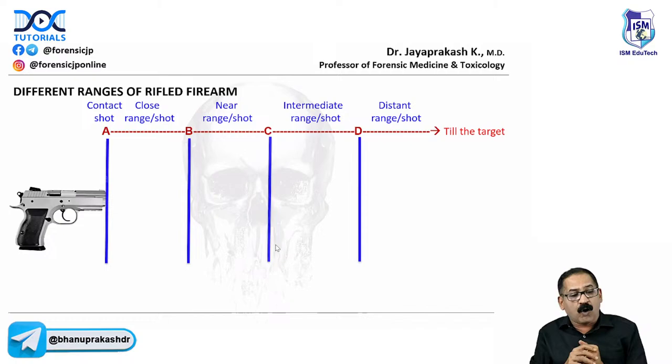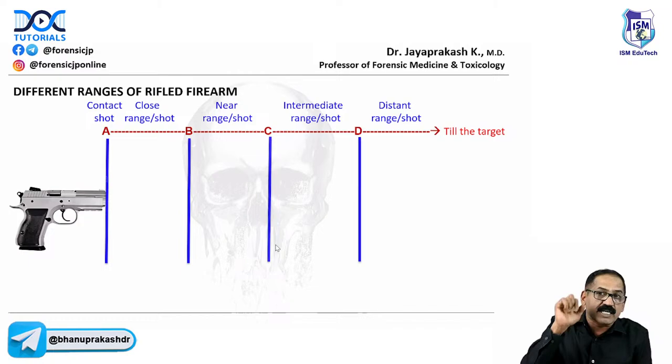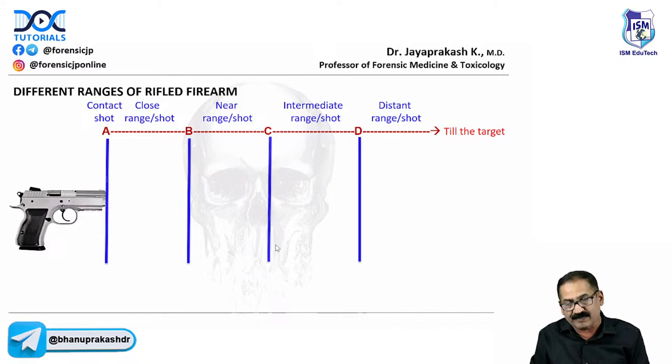Look here. There are five different ranges of rifle firearm. Number one, contact shot. Contact shot means the muzzle end of the gun is in contact with the skin of the target or the victim. Just the muzzle end is touching.